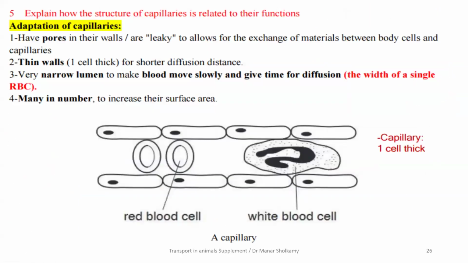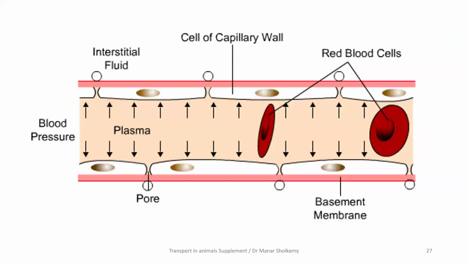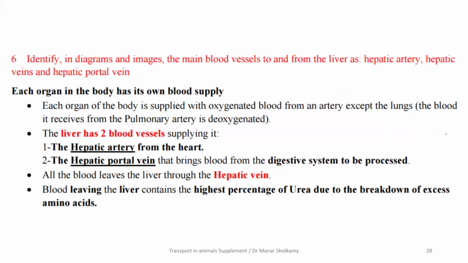Okay? Now, capillaries, again, we talked about this in class and I showed you that picture, and these are the features of a capillary. This is an objective on its own. They're very thin for faster diffusion, very narrow, so the blood travels slowly. They are porous so that materials can diffuse easily. We did talk about these 4 points. If you have any problem, okay? I added this picture to show you the pores. The pores in the capillary help in the diffusion of materials and the exchange of materials between the body cells and the blood. Okay, identify in diagrams and images the main blood cells. I think this is done.